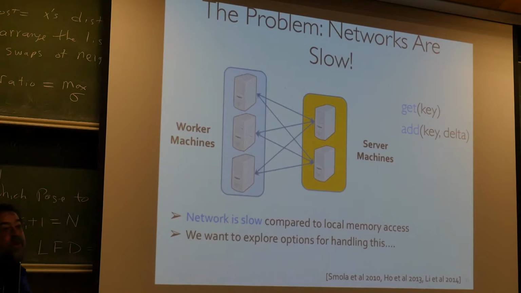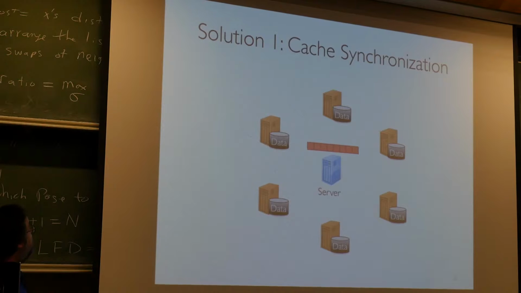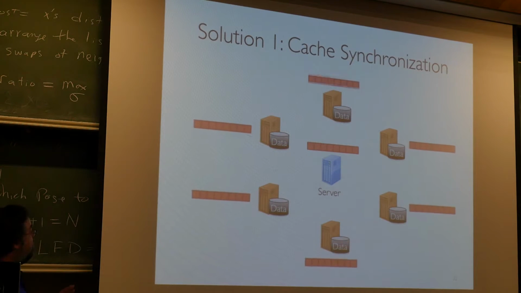So what we're going to do in the parameter server model is basically a combination of local caching and delayed updates to the synchronized model. All right. So one baseline that we could use for this is to basically have one version of the data that's synchronized everywhere.